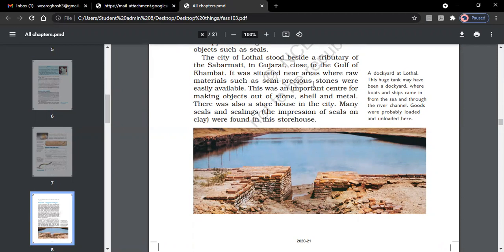Semi-precious stones were easily available in the city of Lothal. See, this is the line that semi-precious stones were easily available. Underline this. Why? Because it's close to the Gulf of Khambat. It was situated near areas where raw materials were easily available. So this is your answer. So again I will tell you the question: semi-precious stones were easily available.